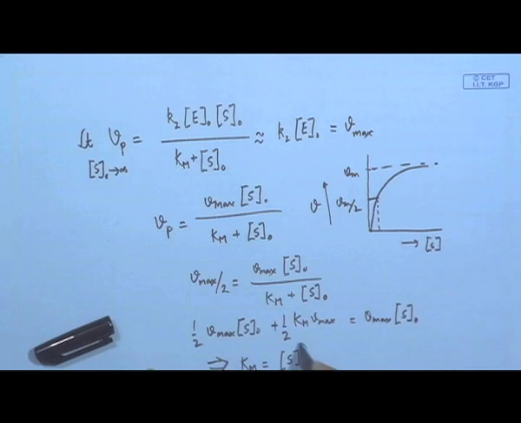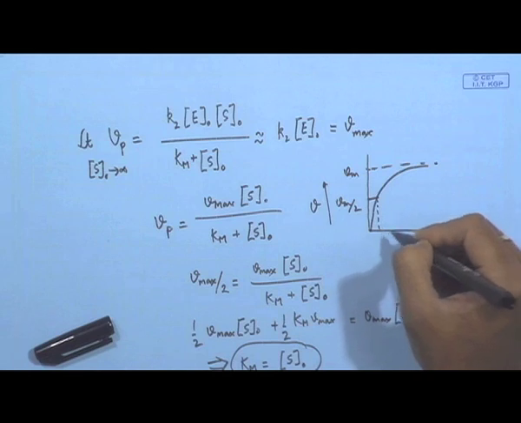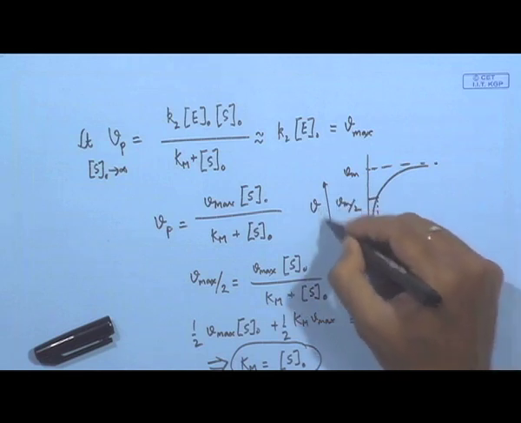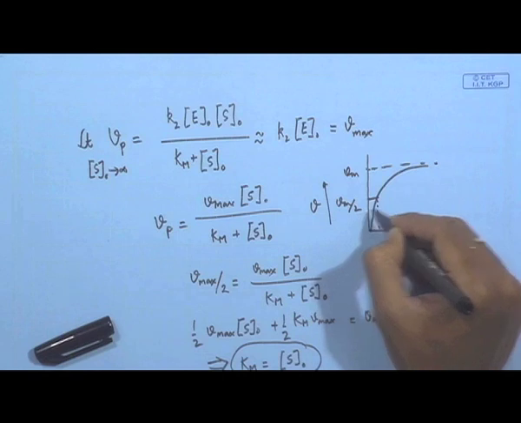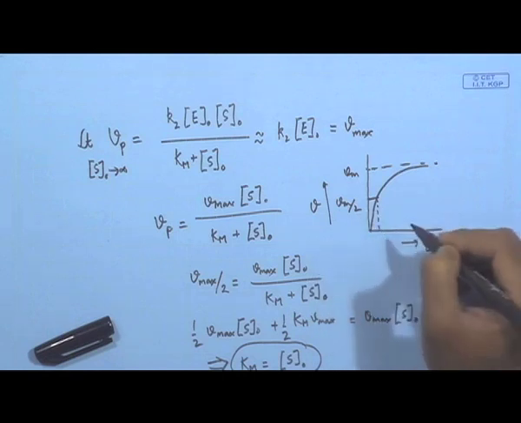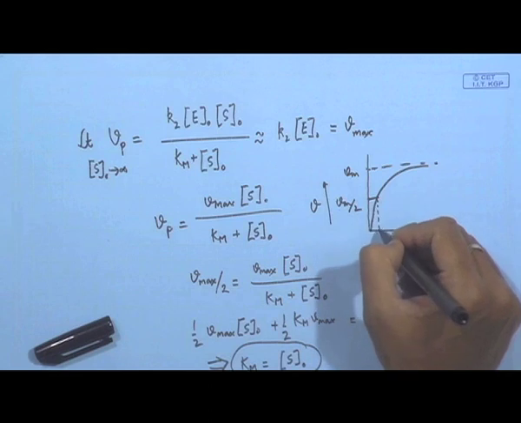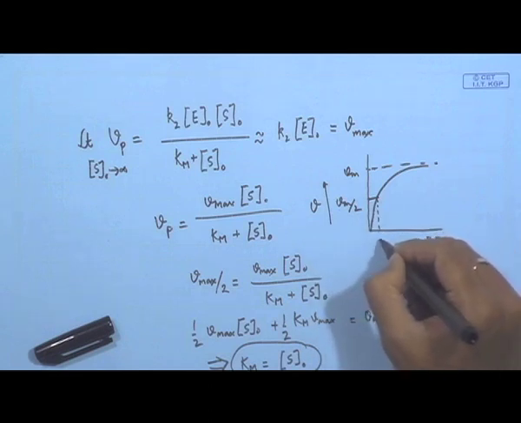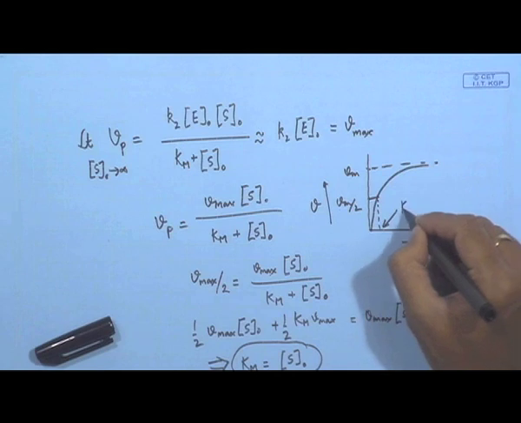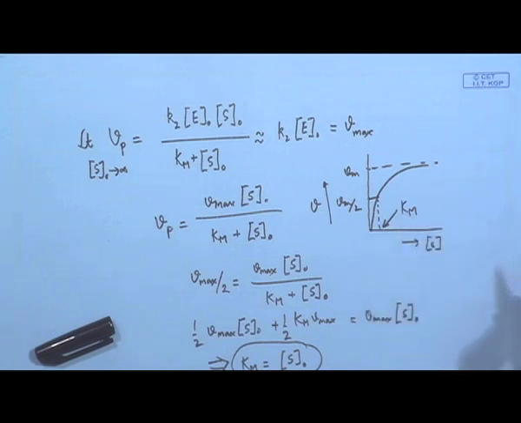This happens with the condition that when V is Vmax by 2, the corresponding substrate concentration is nothing but your Km. So, Km is nothing but the substrate concentration at half maximal velocity. That is why I have chosen Vmax by 2. So, you can write this as Km, the substrate concentration at half maximal speed.